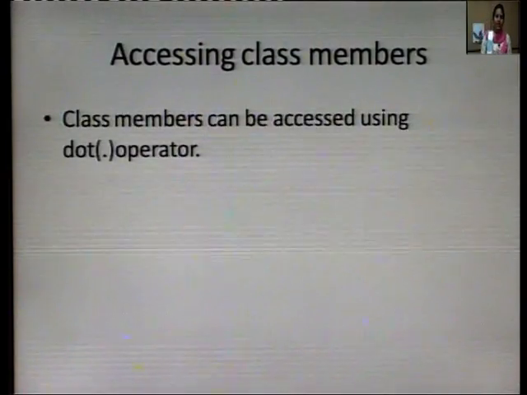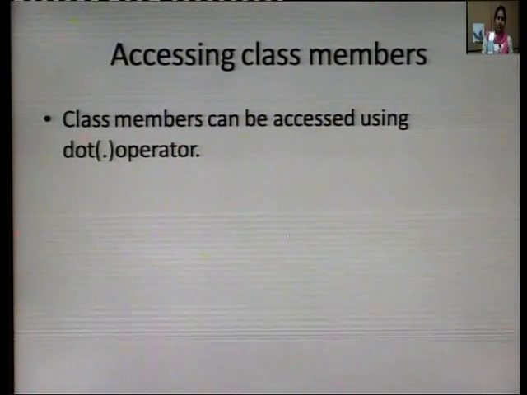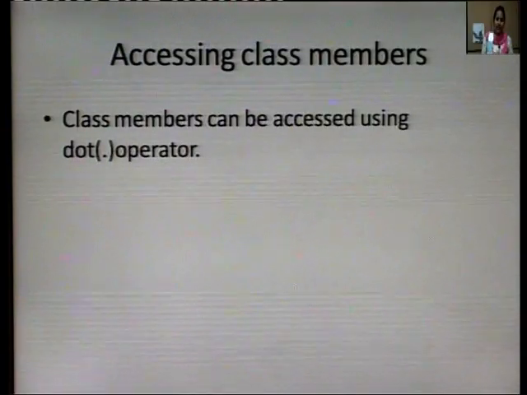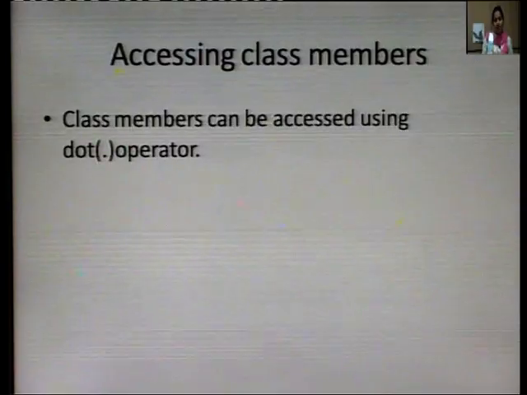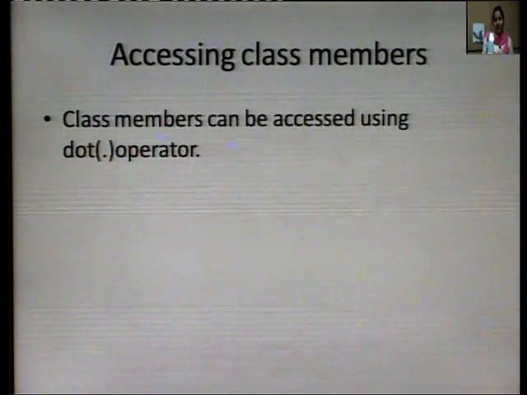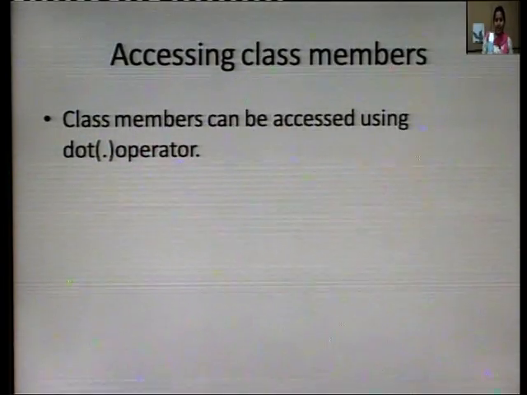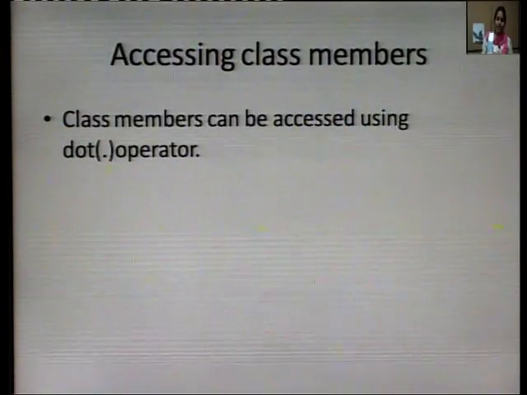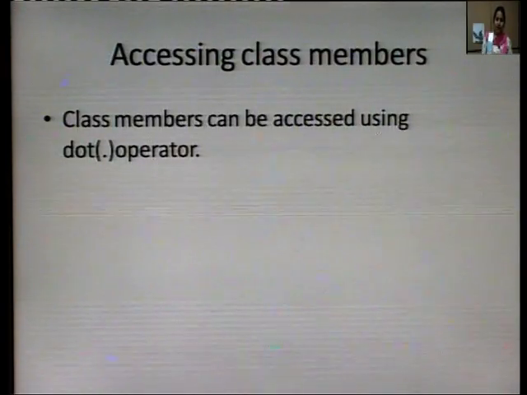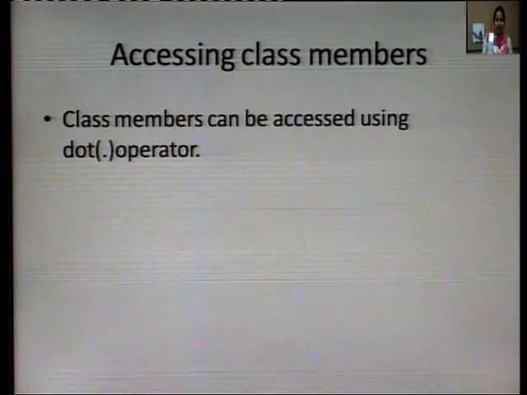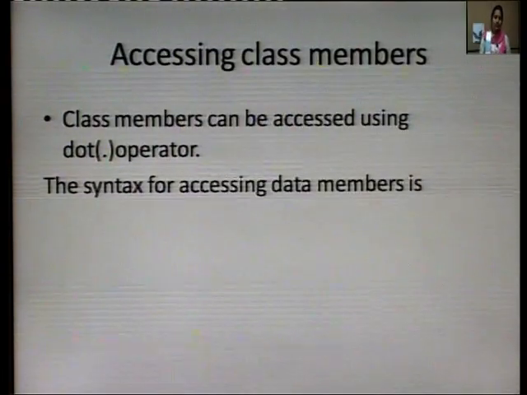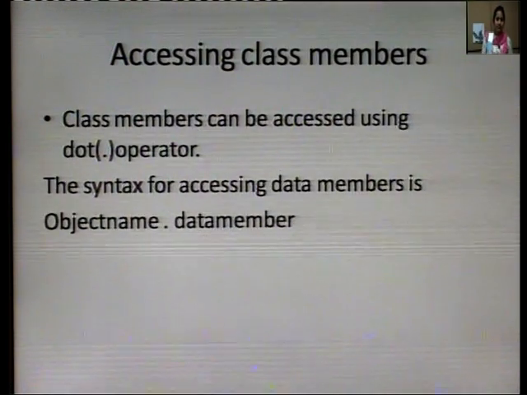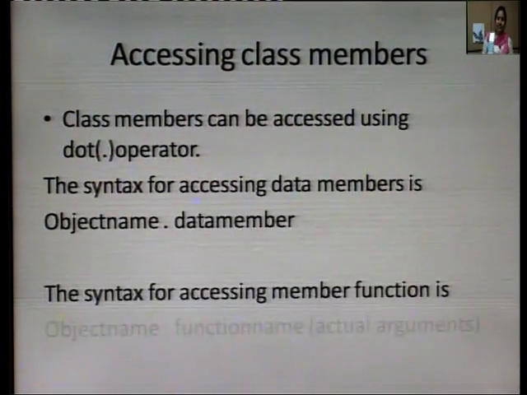Accessing class members. Now we have learned that we can create classes which contain the data members and member functions. How can these data members and member functions be accessed? So class members can be accessed using the dot operator, or member access operator. The dot operator is basically used to access the data members and the member functions.